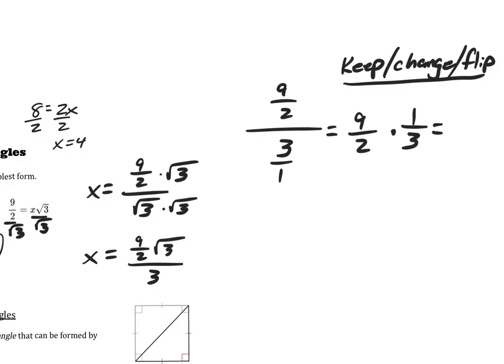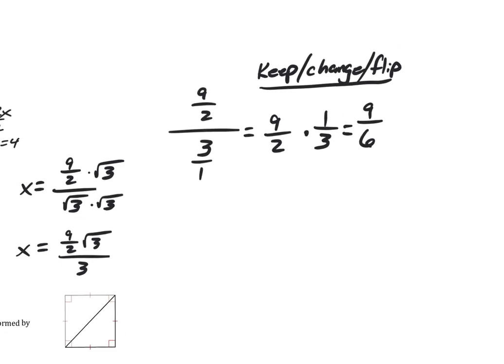And when we multiply fractions, we do not need a common denominator. Okay? All we need is to just multiply straight across. Nine times 1 is 9. 2 times 3 is 6. And then reduce the fraction. 3 goes into both and becomes 3/2.